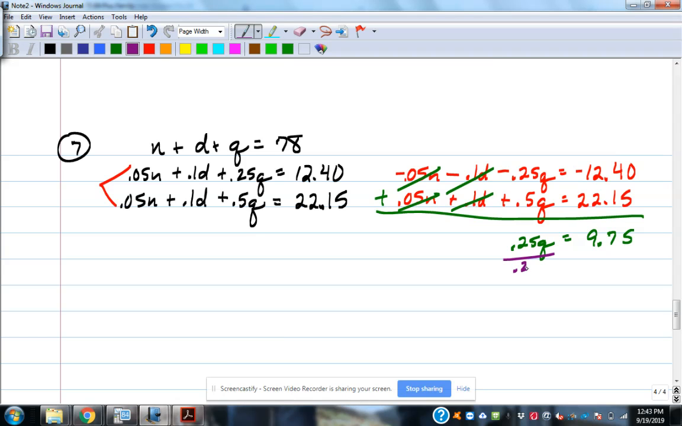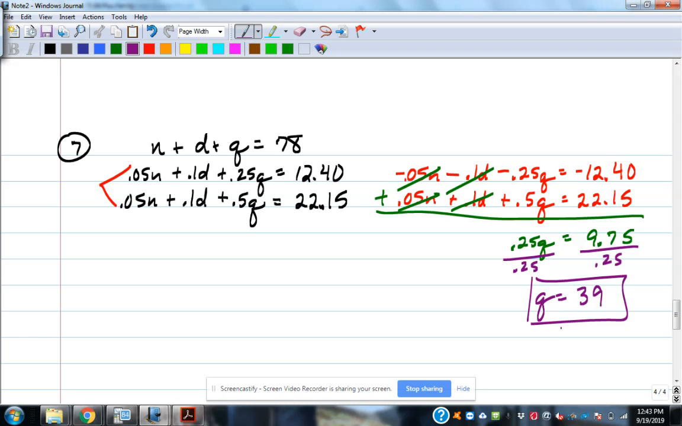Wait, you don't take away the 0.5? It's positive 0.5 and a negative 0.25. 0.5 is bigger than 0.25. So, Caitlin, how much you say it was? 39 quarters.